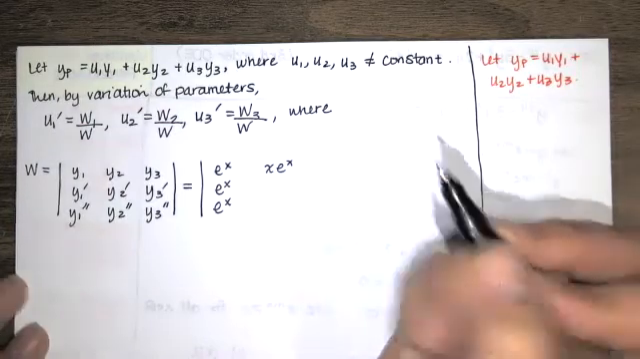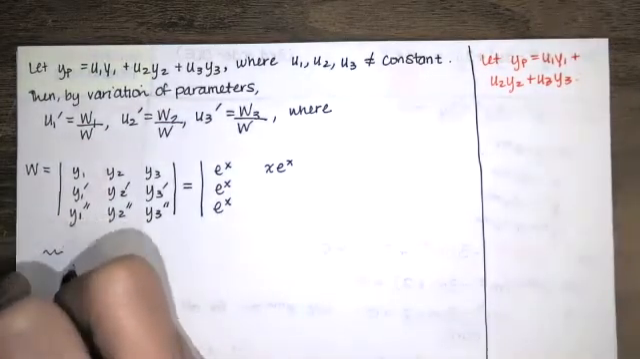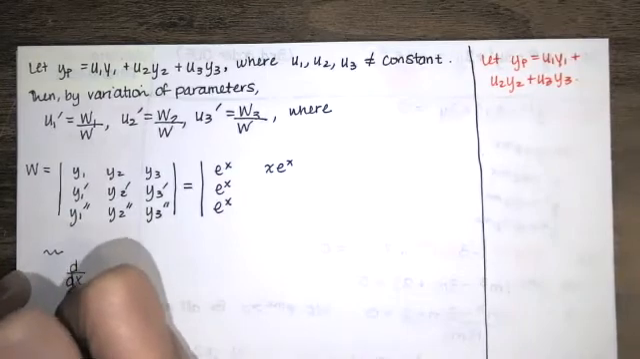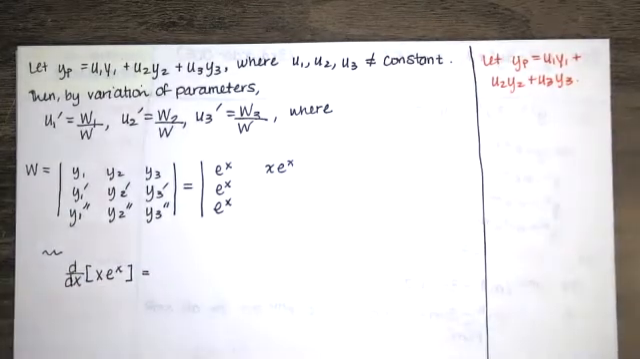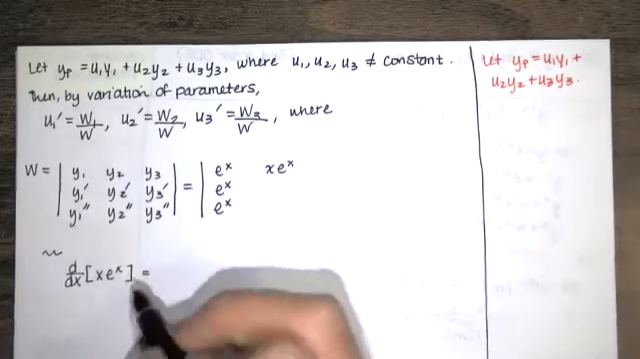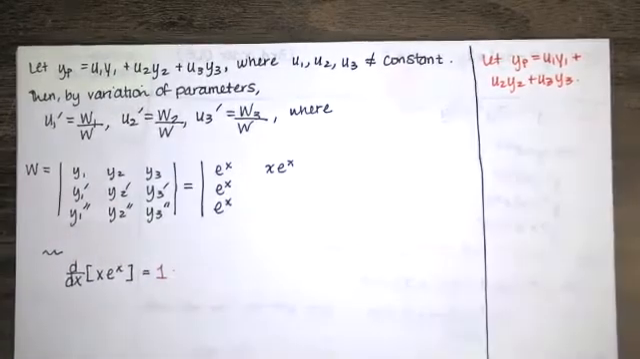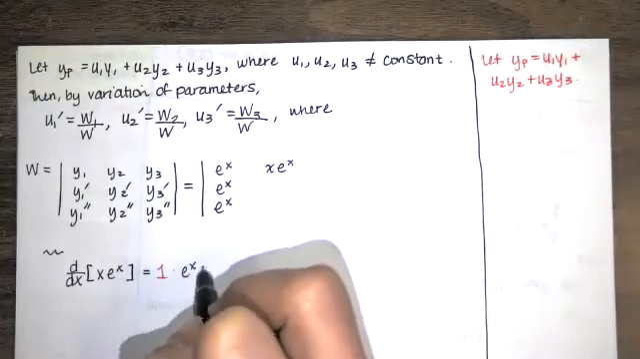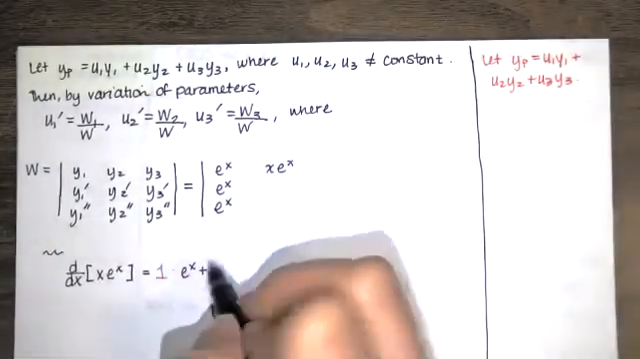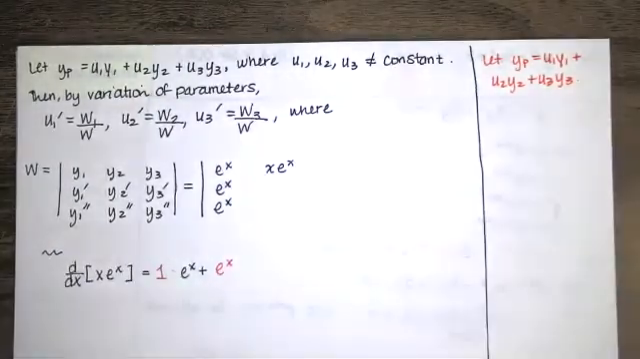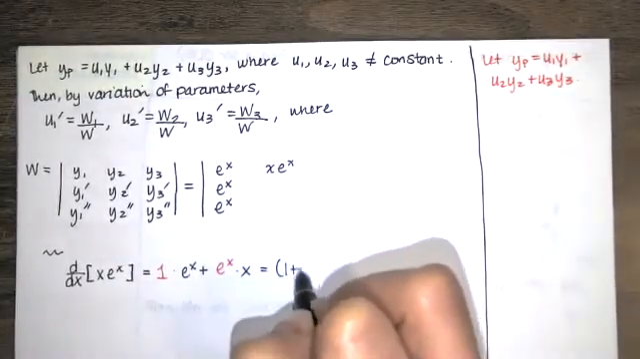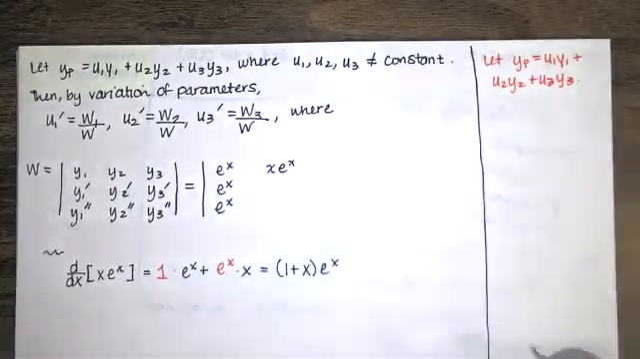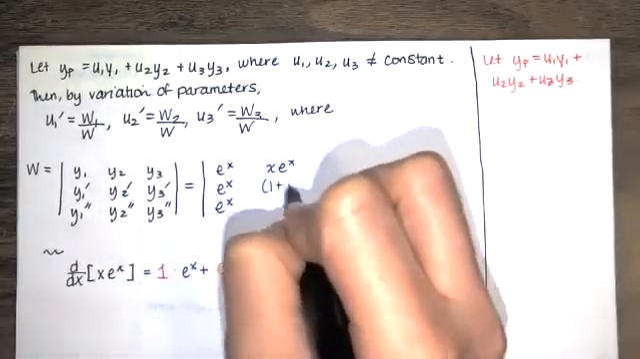Now the second function was x times e to the x. According to the product rule, I'm just going to do this as side work. The derivative of a product is derivative of the first times the second plus derivative of the second times the first. And if you factor out that e to the x, you get 1 plus x times e to the x right there.